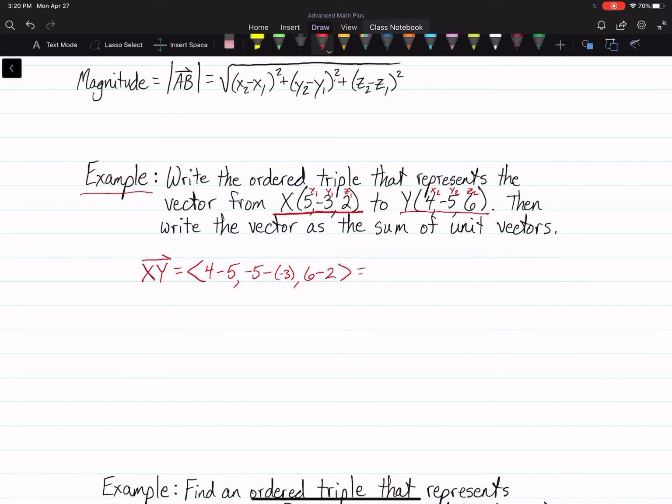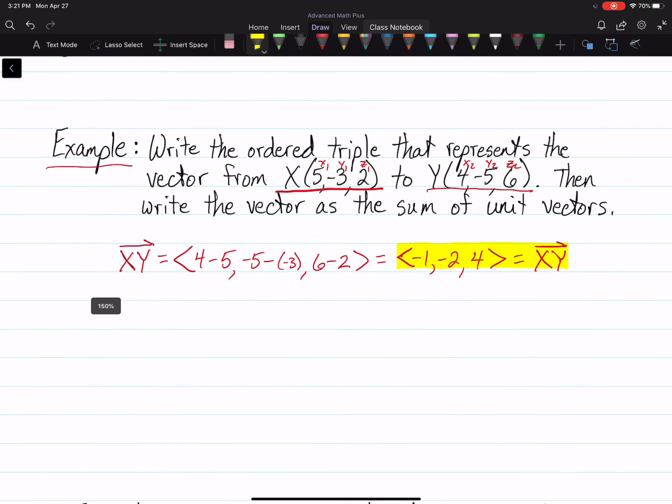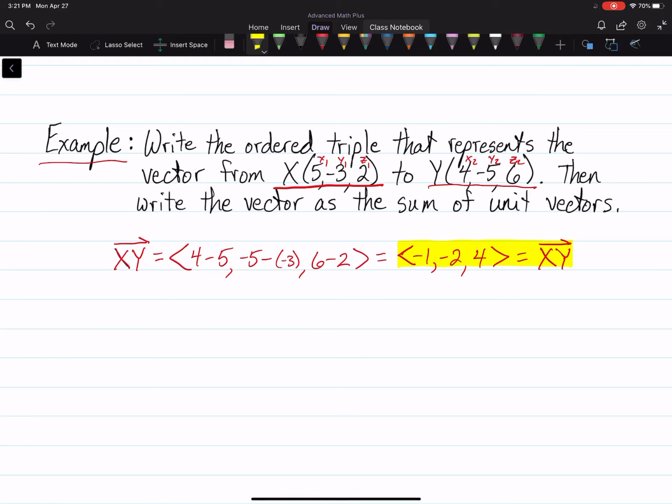So vector XY will be -1, -2, 4. That is vector XY, and that is known as an ordered triple. When it's just 2, it's an ordered pair. When it's 3, it's an ordered triple.